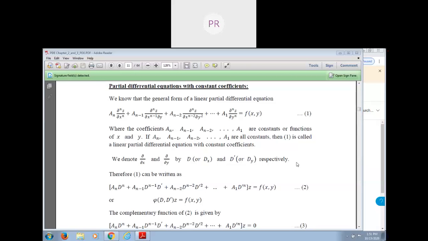Understand? Yes, ma'am. Similarly, suppose small r is what? Twice the partial differentiation of twice. Okay, so it is del 2z by del x square. Similarly, s is del 2z by del x del y. Okay, ma'am. And t is what? Small t.